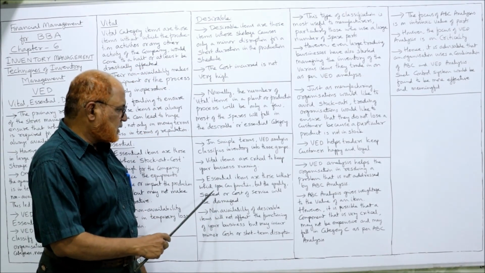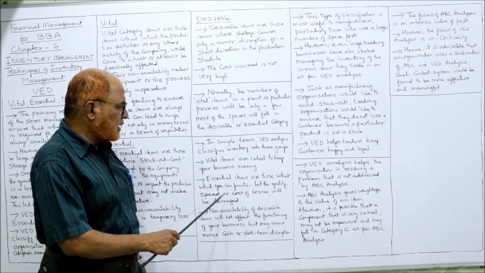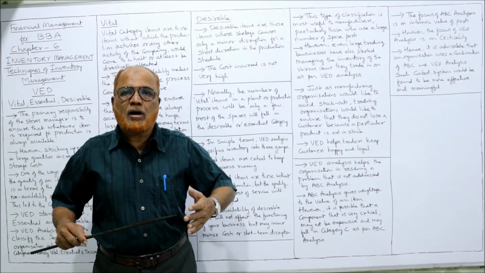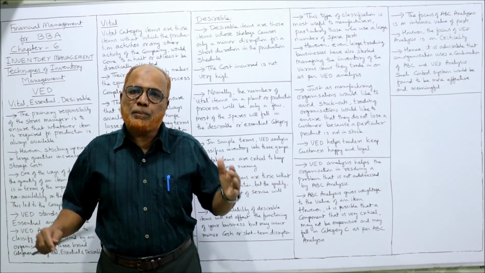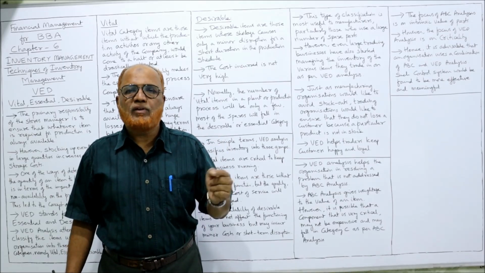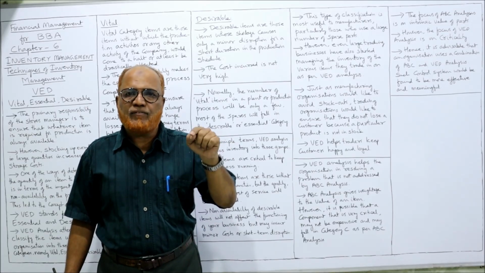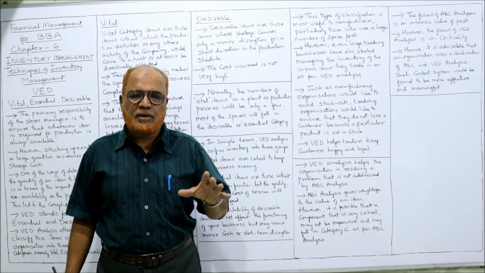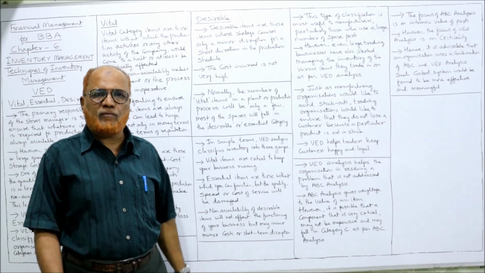Essential items are those without which you can function, but the quality, speed or cost of service will be damaged. That means the business will not be completely disrupted. The business will go on, but it will affect the quality, the speed, the processing procedure. So a small impact will be there on account of essential items.